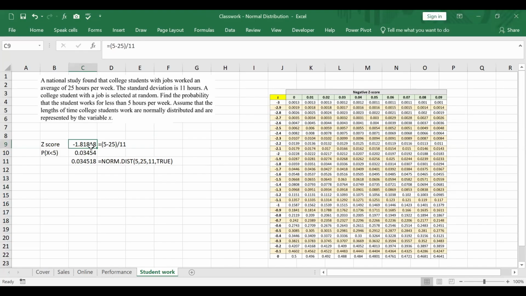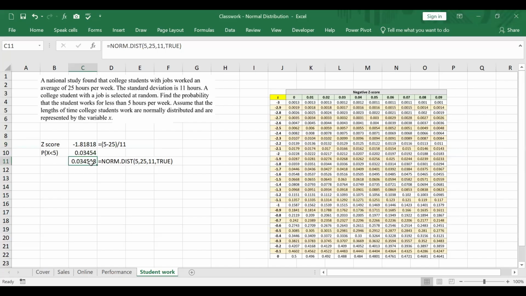Corresponding to that, 1.8 is here. It is close to 1.82. 1.818 is close to 1.82. Some difference will be there. So you can choose 0.03446 also, or you can take an approximation between these two. So I take an approximation. It comes to 0.0345. Let us use it as 0.0345.